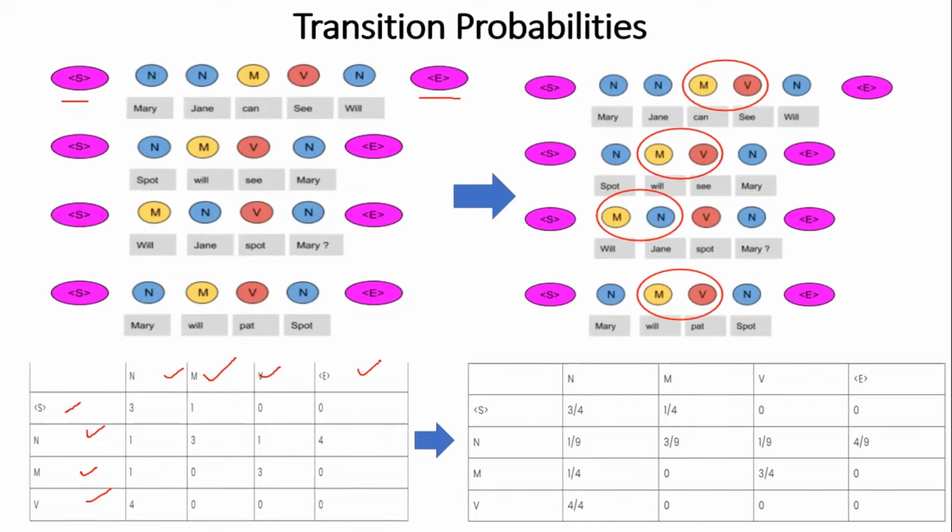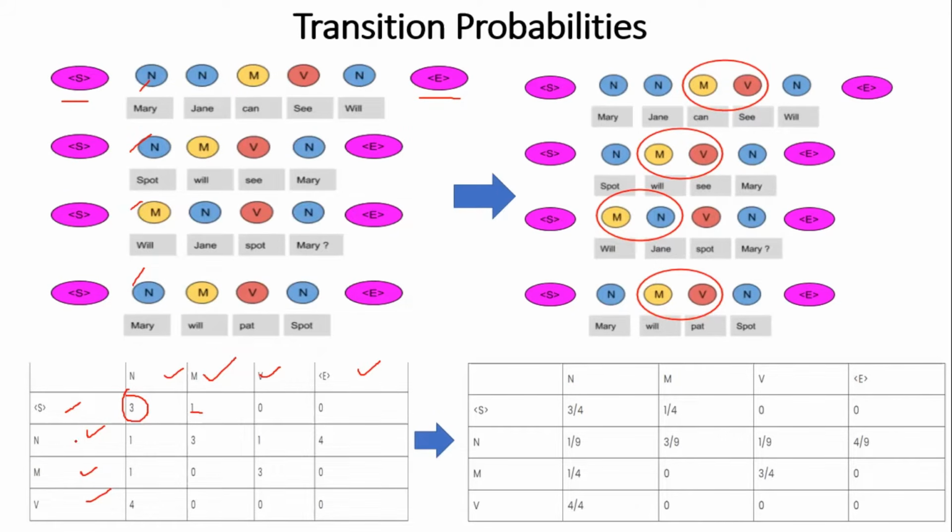Now our task is to check how many times we have the sequence S N. That means how many times a noun appeared as the first entry. So here you can see from this example, noun, how many times it occurred in the first place. Noun, noun, and noun. So 3 times. So this value is 3. Next check start followed by modal. How many times modal appeared at the first entry? It occurred only once. So this value will be 1. Whereas remaining verb and end, they have not appeared anywhere here.